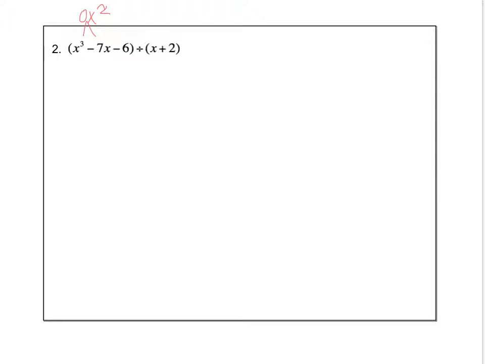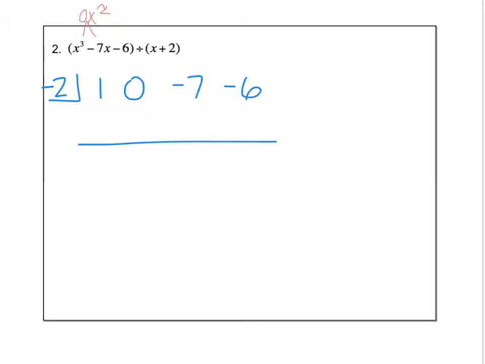So then, what number goes in the box? -2. -2 goes in the box. What's my first coefficient? 1. Then the 0, then -7 and -6.